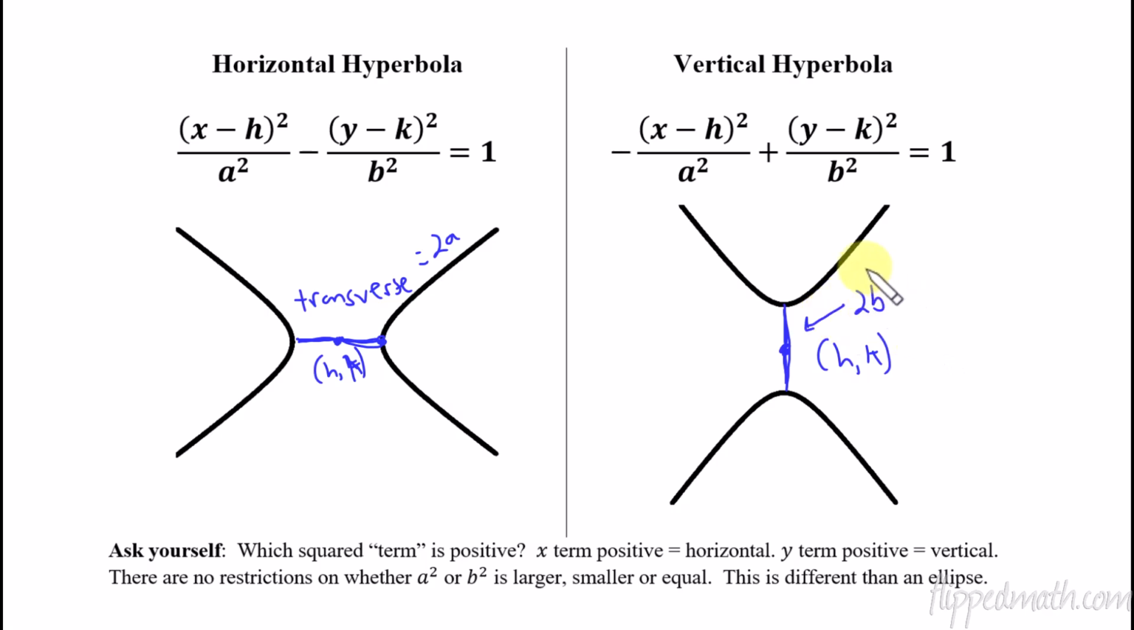Now, I don't want you to get caught up on which one's a and which one's b. So really what you just need to figure out is if it's an up or down hyperbola, then I'm dealing with the y value. So it's the number underneath that. The square root of it doubled is the length of the transverse axis. Confusing enough for you? Just wait. We got more.